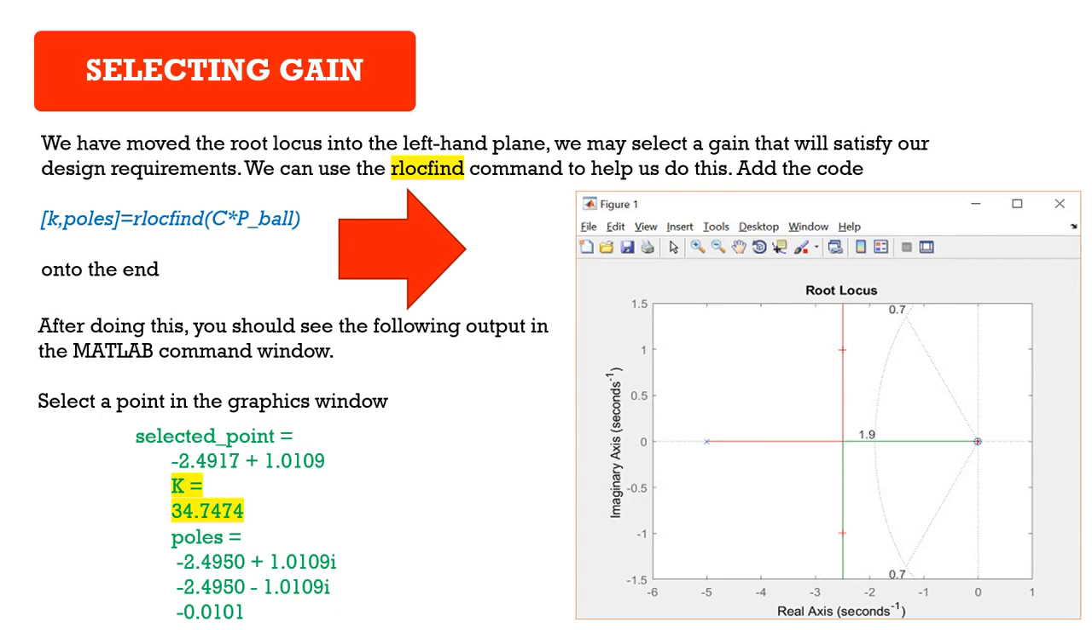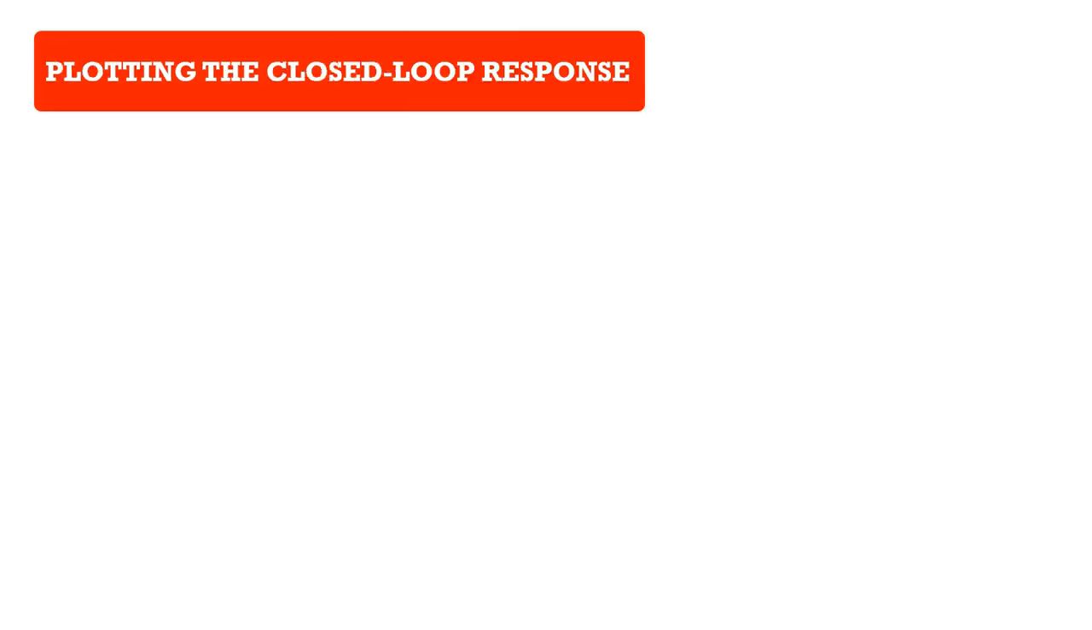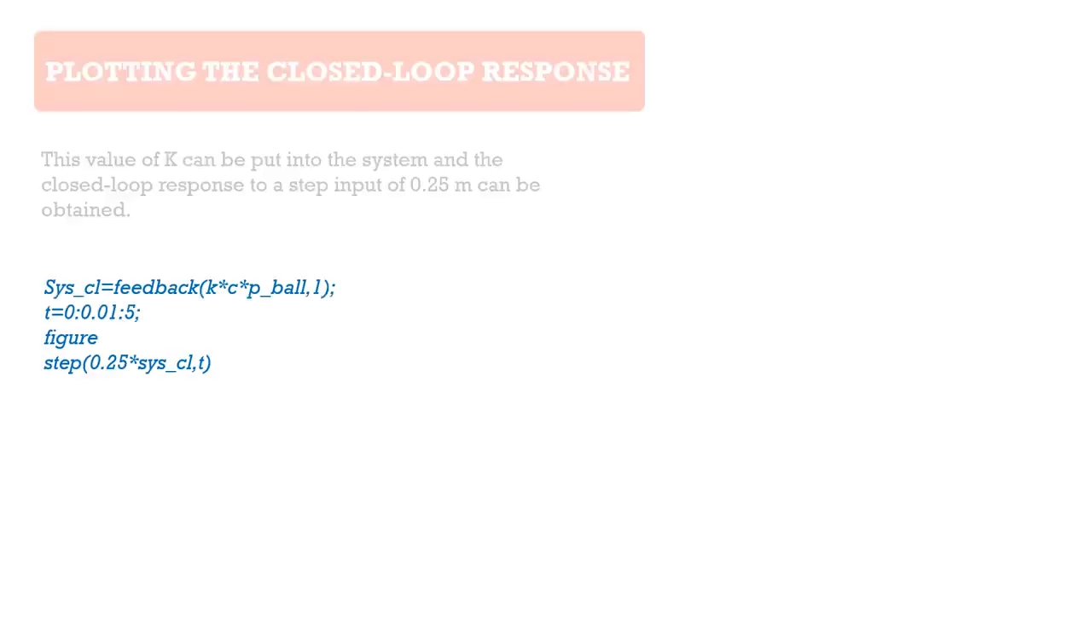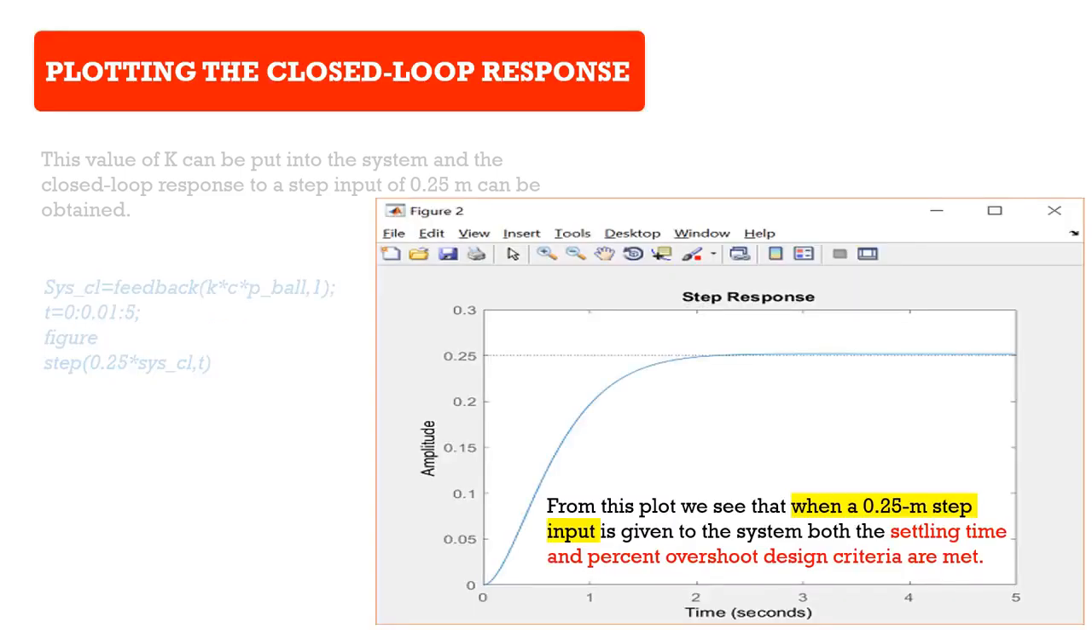Now we can plot the response with this gain. Next is plotting the closed loop response. This value of K can be put into the system and the closed loop response to a step input of 0.25 m can be obtained. Add the following lines to your M file. Run your M file and select a point on the root locus similar to the selected point above. The step response should look like the following.